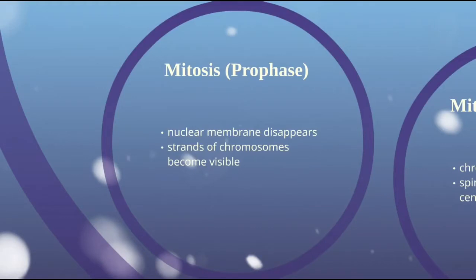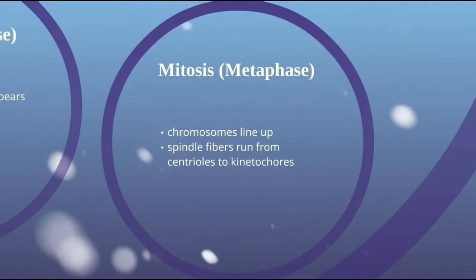To start, we have the first part of mitosis, which is the prophase. It's where the nuclear membrane disintegrates or disappears. Strands of chromosomes condense and become visible, and then the nucleolus disappears. Next up, we have mitosis metaphase, which is where chromosomes line up in a single file on the metaphase plate. Centrioles are at opposite ends of the cell, and spindle fibers run from centrioles to kinetochores.